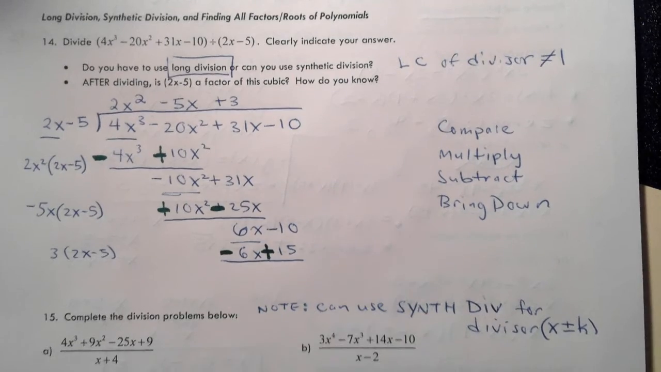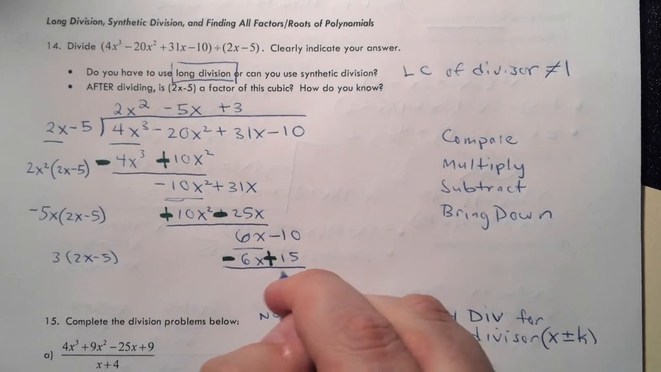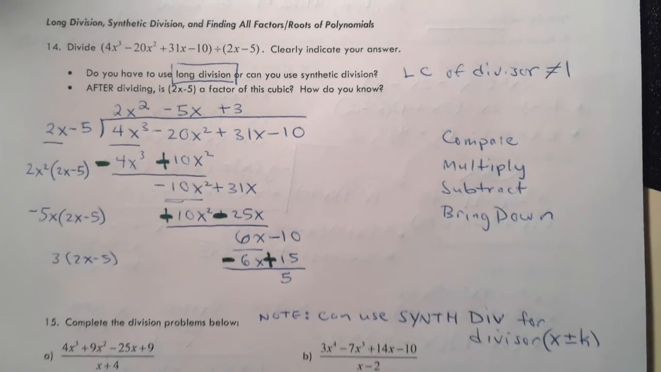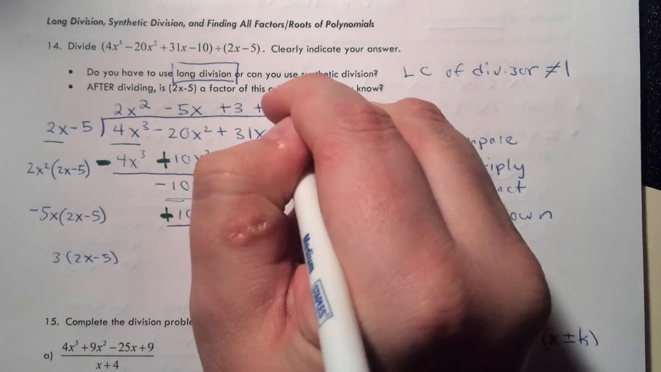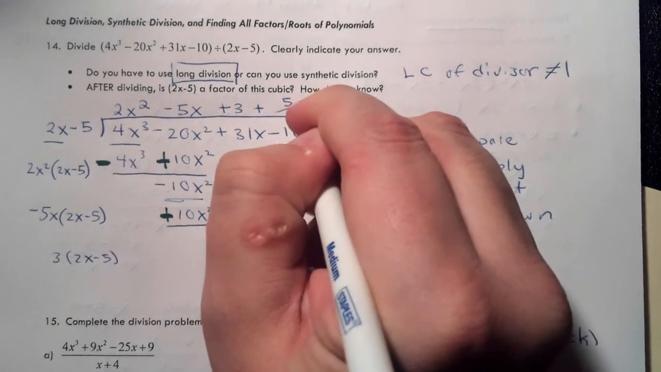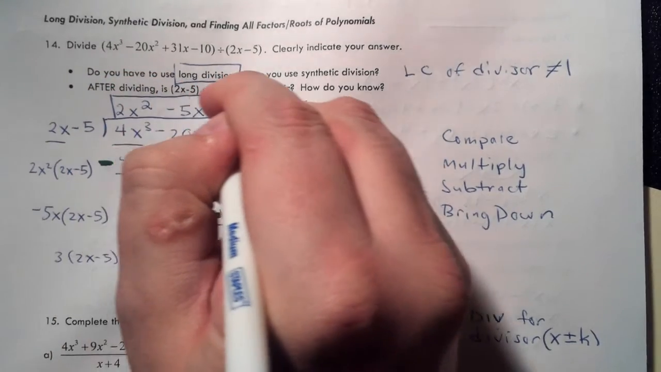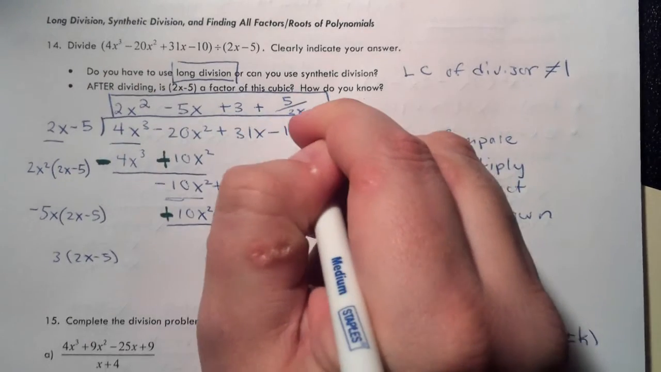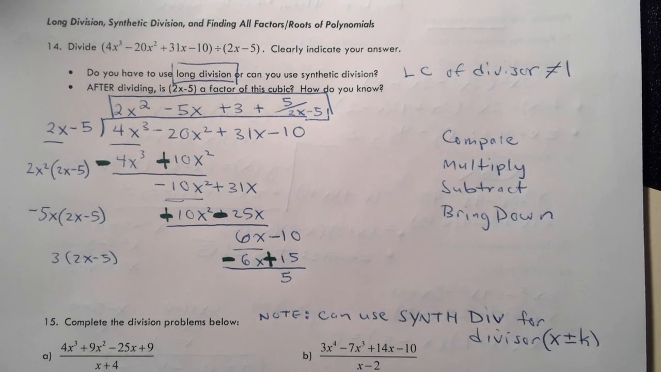So I change these signs. And it looks like my remainder is 5. So I can take that remainder and write it over my divisor. And right up here, this whole thing, which I don't have space to rewrite, that is my quotient. That is my answer. 2x squared minus 5x plus 3 plus 5 over 2x minus 5.